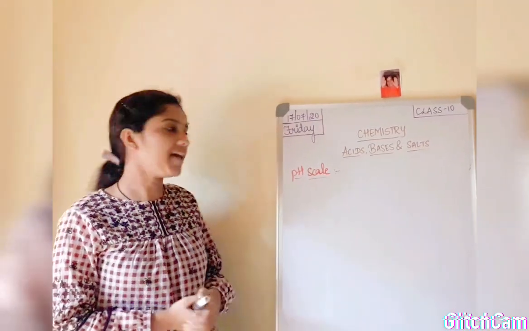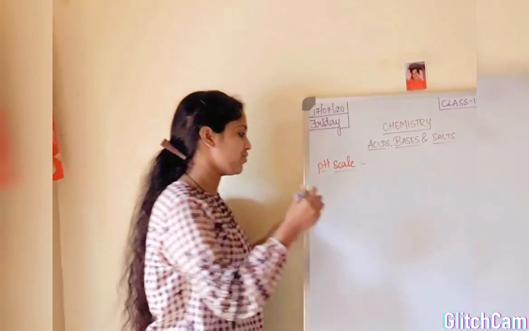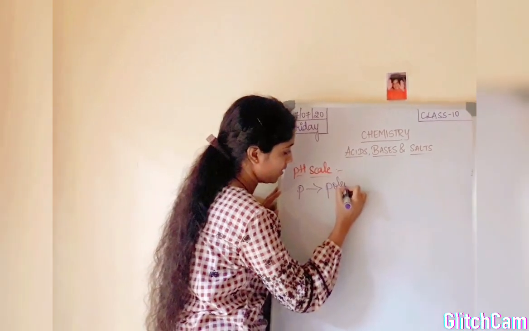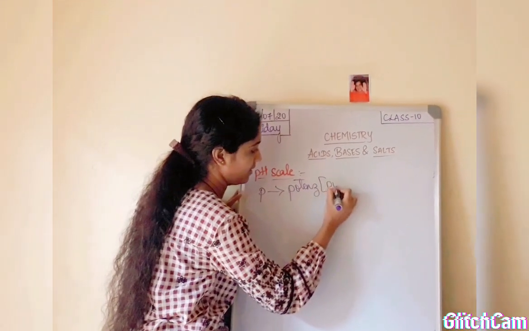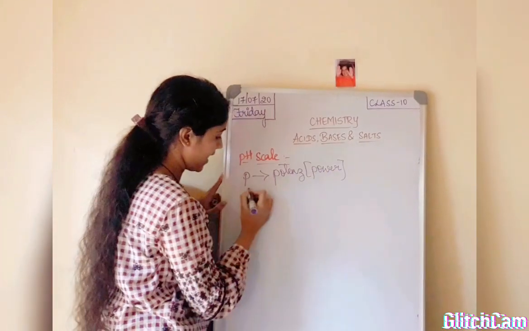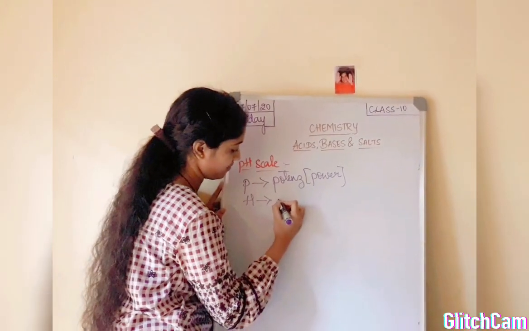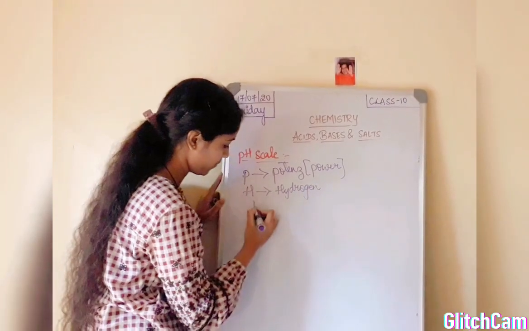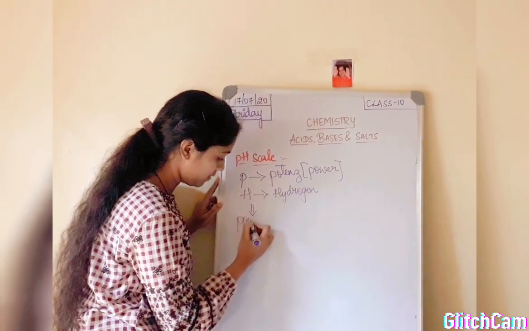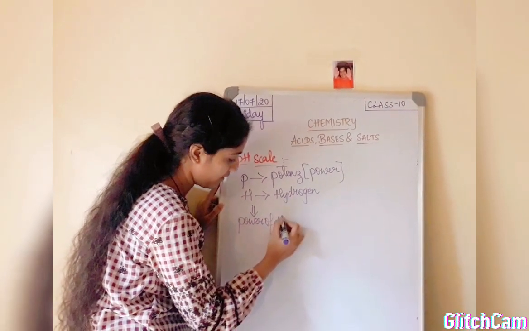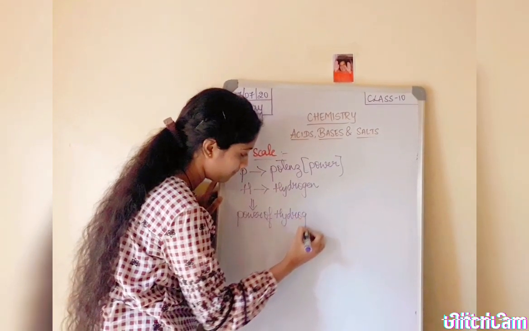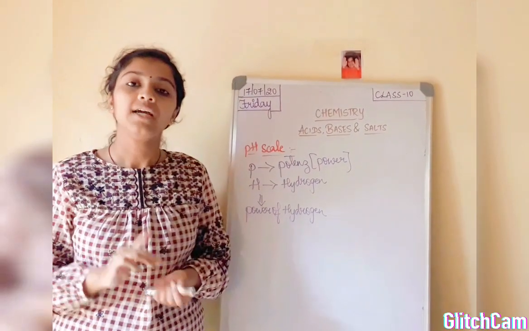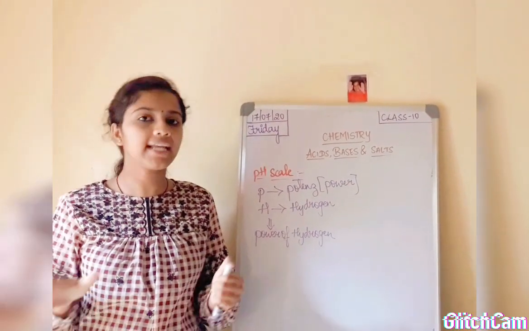So our next topic is the pH scale. P refers to potence. Potence means power. And H is for hydrogen. So pH refers to the power of hydrogen. The pH scale is used to measure the hydrogen ion concentration in any substance.